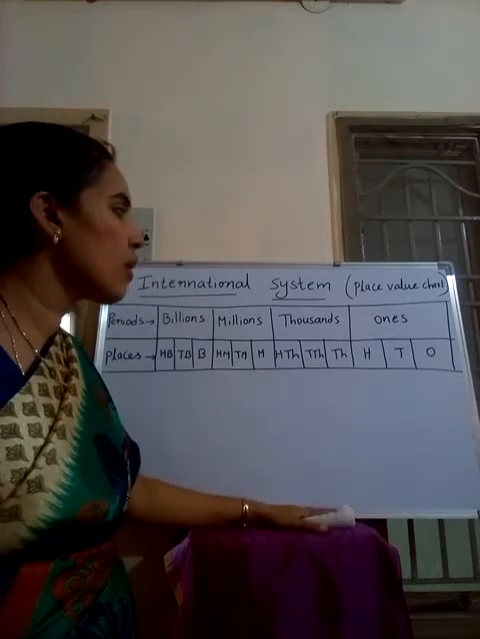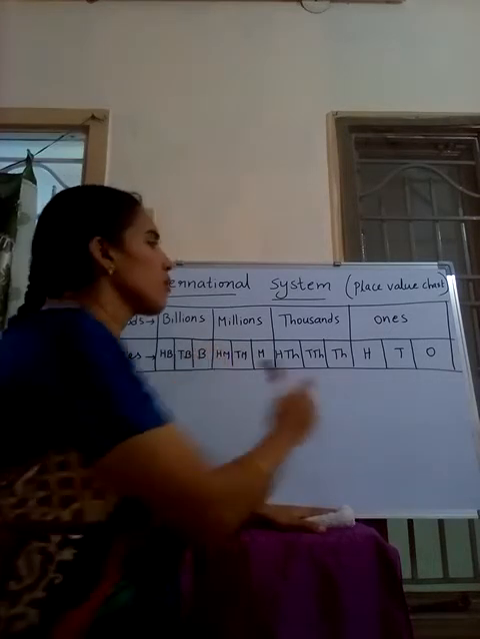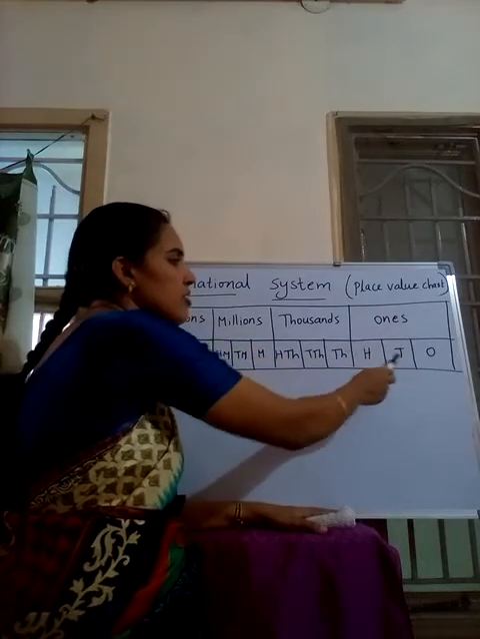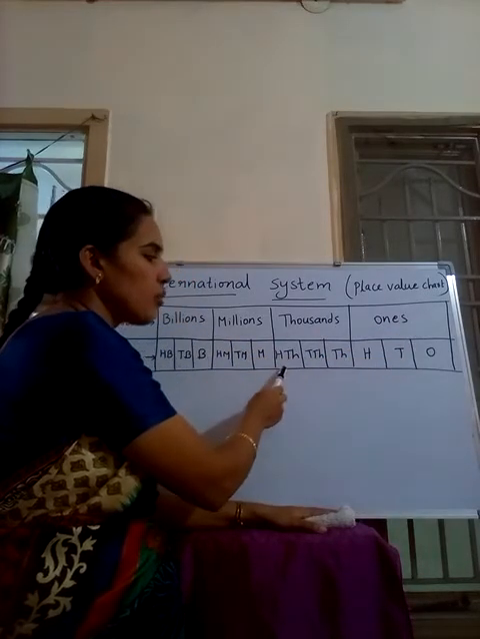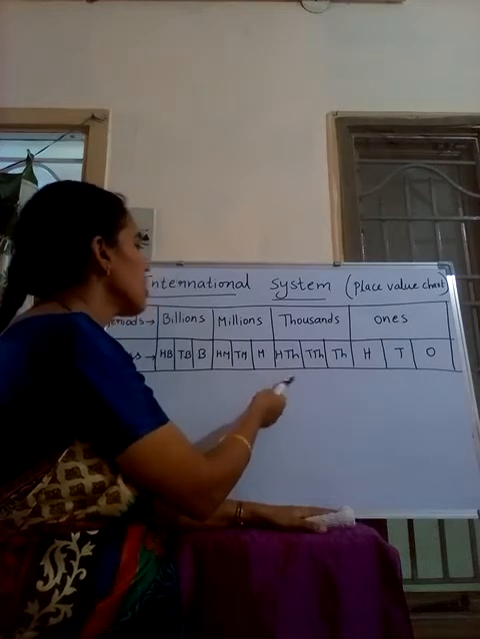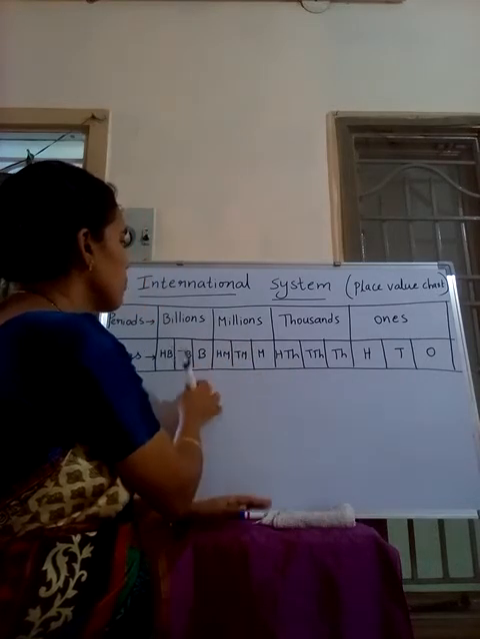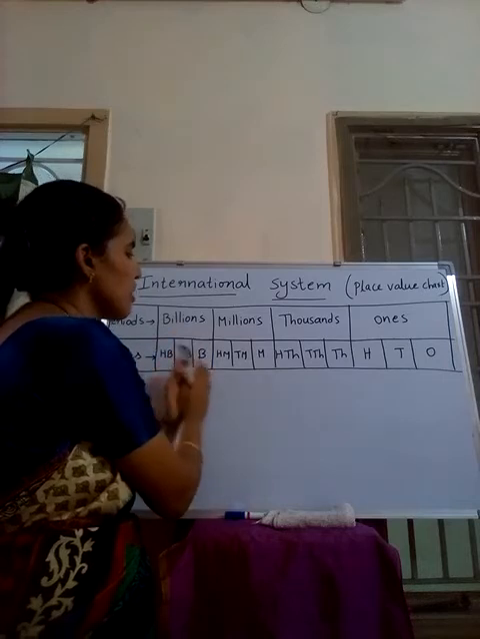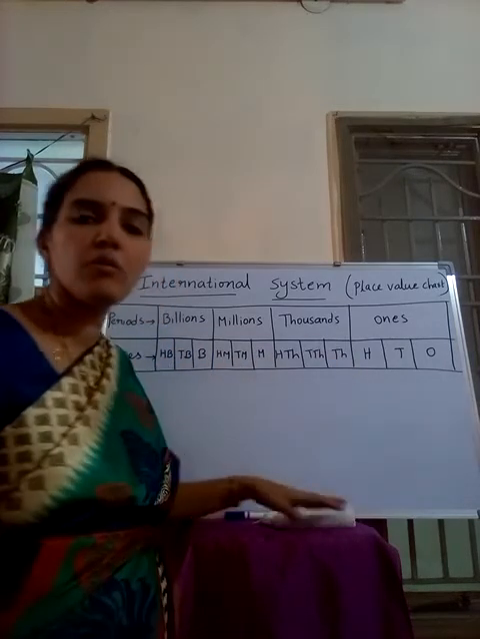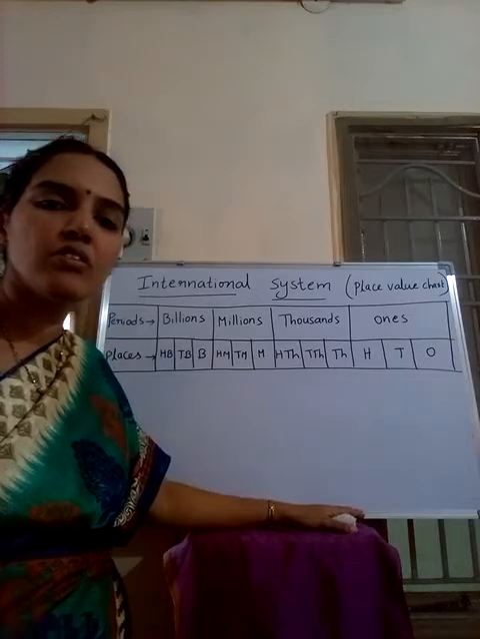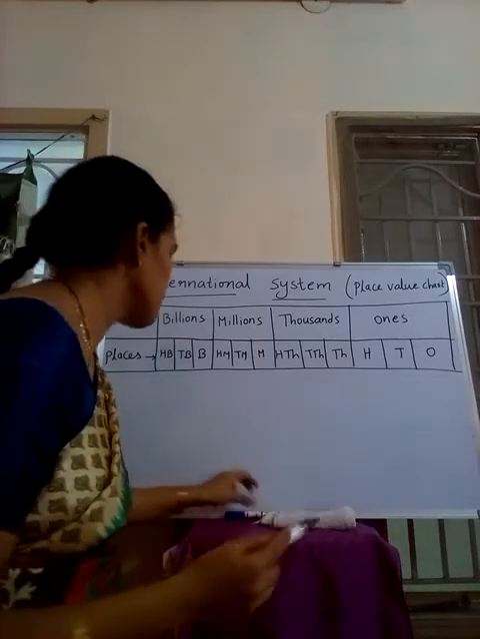And how we place the commas in this system is, from the right side, after every period we place a comma. After the ones period, that is 3 digits, we keep 1 comma, and again after thousands, 10,000s, 100,000s we keep 1 comma. After that, millions, 10 millions, 100 millions, the millions period, 1 comma, and then billions. This is how we place the commas in the international system of numeration. Now we'll take one number and write the number name.